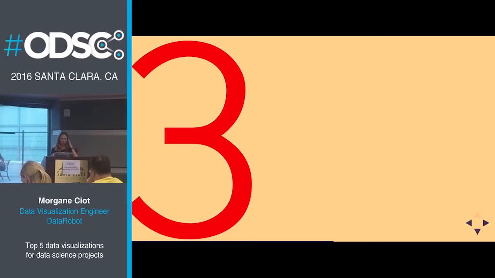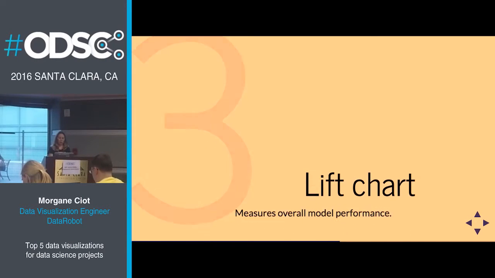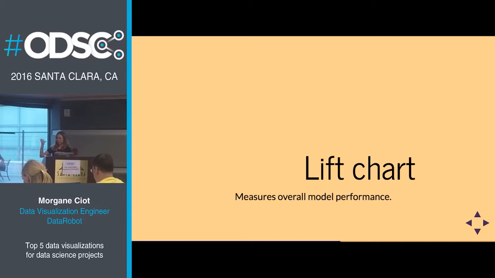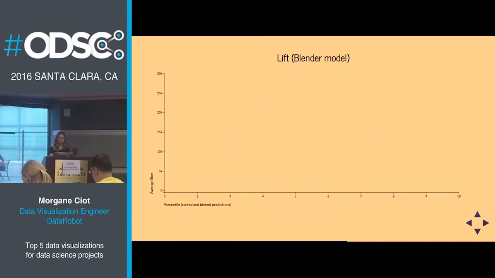Okay, so we just saw how we can see how a model performs across a given variable, but how do we assess just overall model performance? What kind of visualization can help us give a quick glance and let us know how it's doing? The lift chart measures overall model performance.